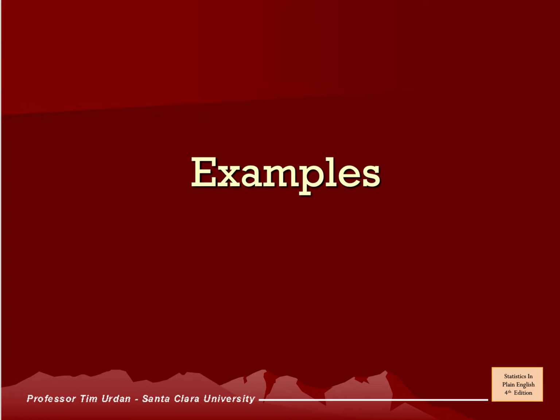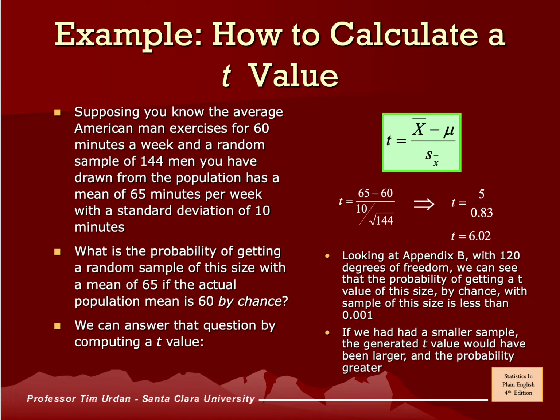So let's look at an example. Let's say we want to calculate a t-value here, and I have the problem on the left. I know that my 60 minutes a week is going to be the average. That's my mean. I know I have a random sample of 144 men. That's my n. And I've drawn from the population that there's roughly a mean of 65 minutes per week with a standard deviation of 10 minutes. So I want to know the probability of a random sample of this size with a mean of 65 if the actual population mean is 60.